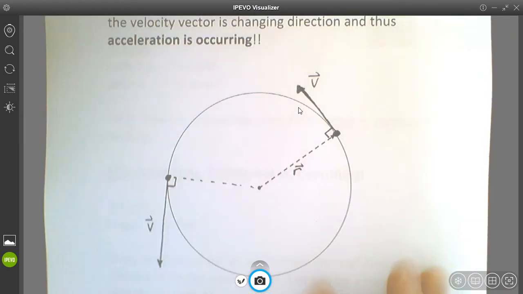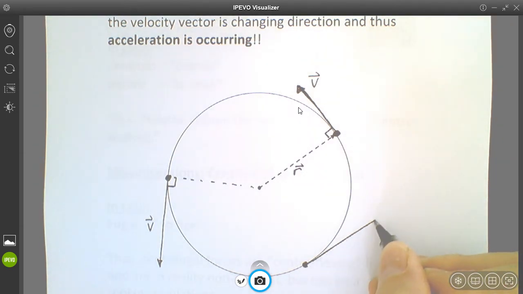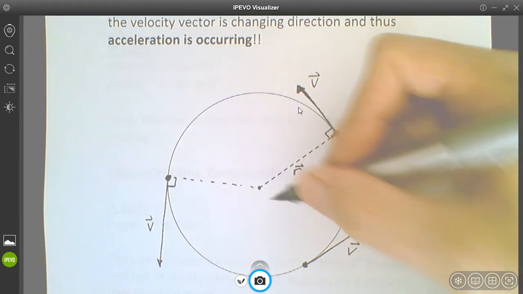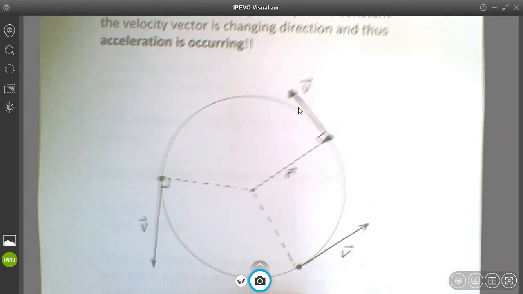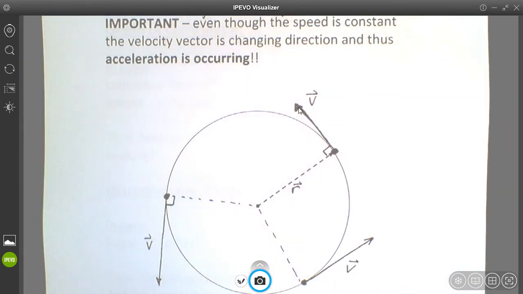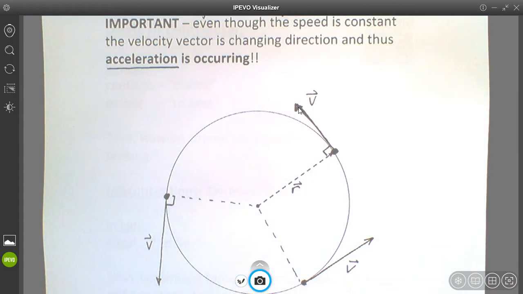That's important. Let's draw another point maybe here. Where would the velocity vector be? You can draw it tangent to it. And again, it's constant radius, so the length of the arrows should stay the same, but notice something about the direction of them. They're not going in the same direction. So if you recall from basic kinematics, even though the speed is constant, the velocity vector is changing direction, and therefore acceleration is occurring.